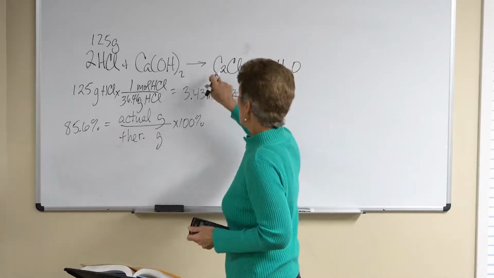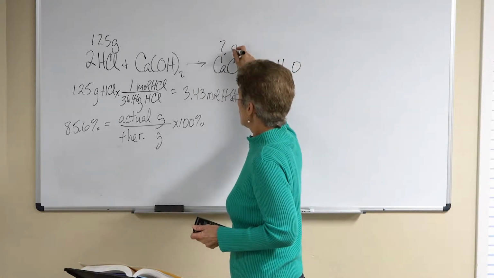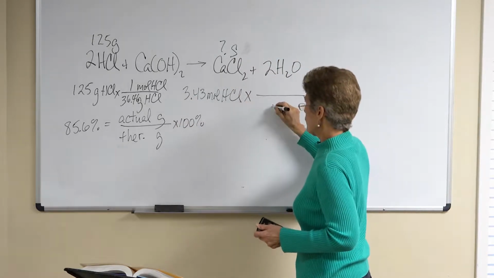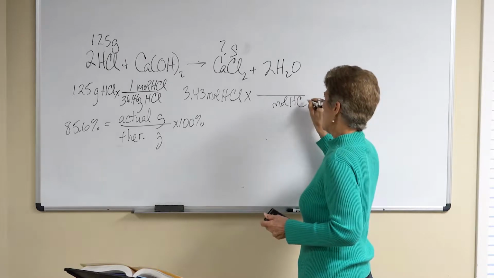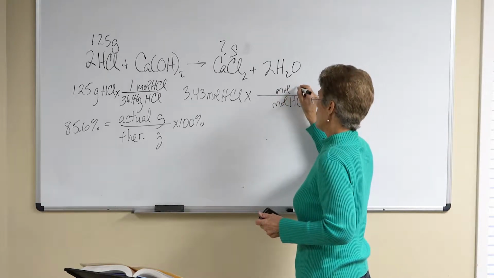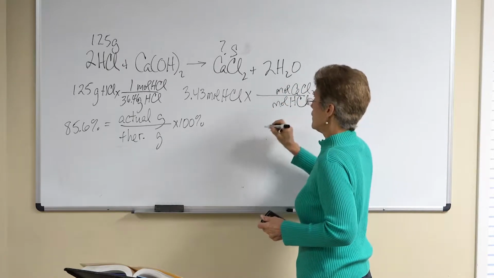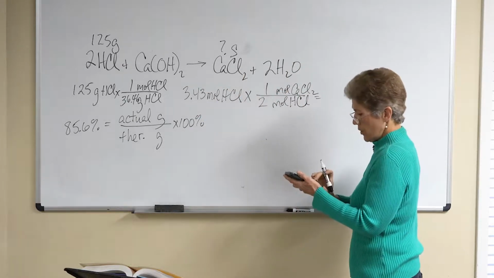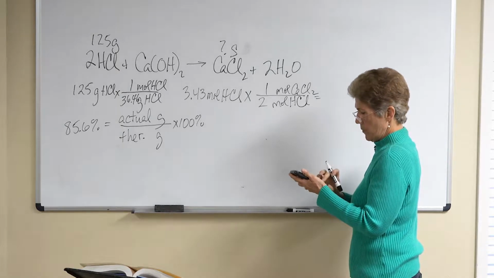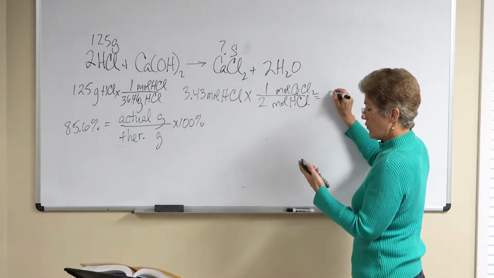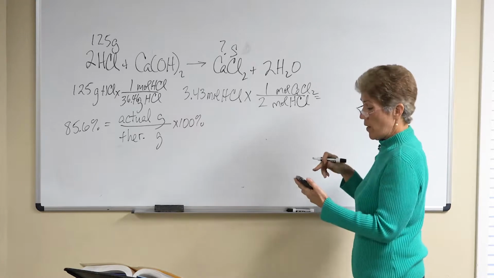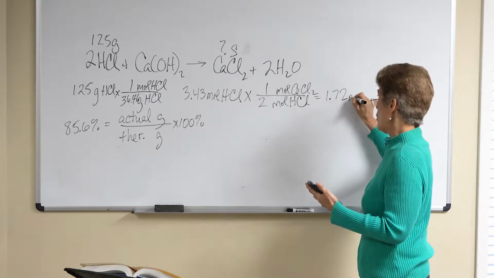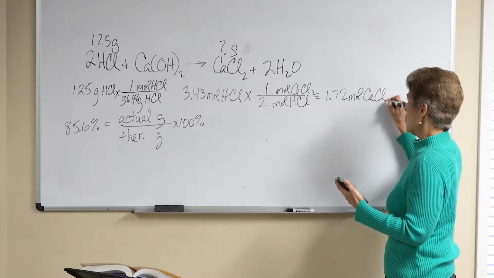All right, we're trying to go to here. That's what grams we're trying to look for. So I'm going to go like this, and I'm going to go through the mole tunnel. So we go moles of HCl to moles of calcium chloride. There's 1 mole of this to every 2 moles of this. So we're going to go 3.43 divided by 2 equals, in 3 significant figures, I get 1.715. So I'm going to go to 1.72 moles of calcium chloride.